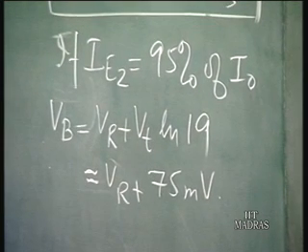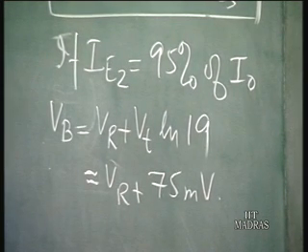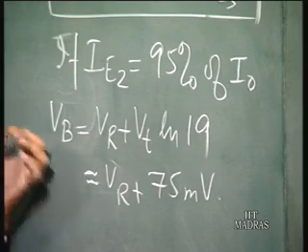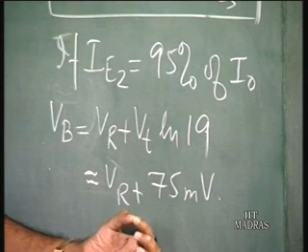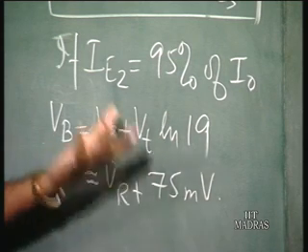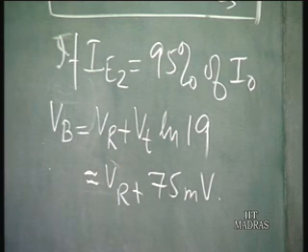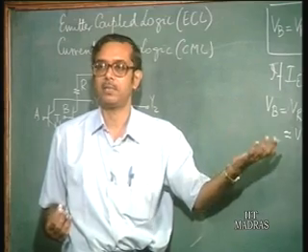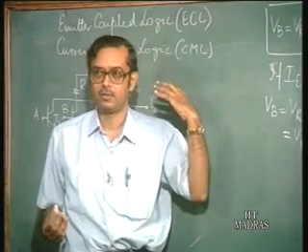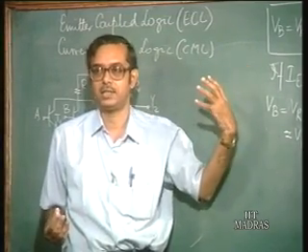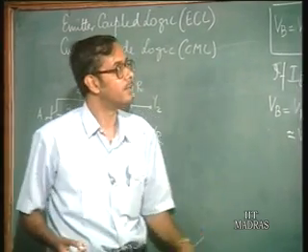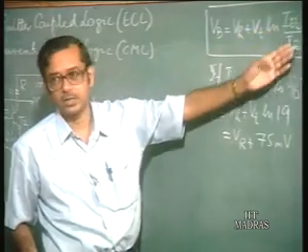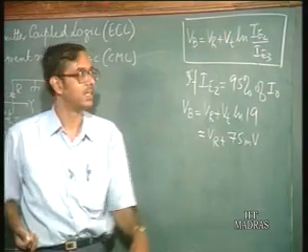So the point here is that if the input voltage at the base of T2 exceeds VR by just 75 millivolts, then 95% of the total current flows in transistor T2. That means almost the entire current flows in transistor T2. We put 95% because you cannot put 100%, that's the problem.